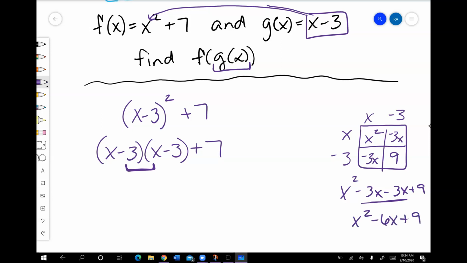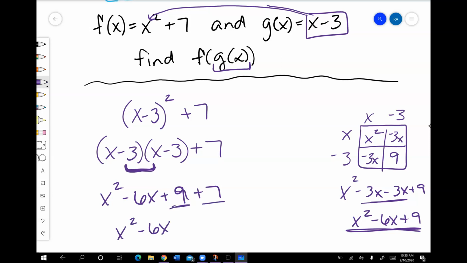So now I know that these two multiplied together equal this. So I can write that. x squared minus 6x plus 9 plus 7. And after you do that, it's nothing but cleaning up some house. So x squared doesn't have anybody and 6x doesn't. But the 9 and the 7 can be combined to give you plus 16. And that is your answer. That is your composite function. Okay? All right.